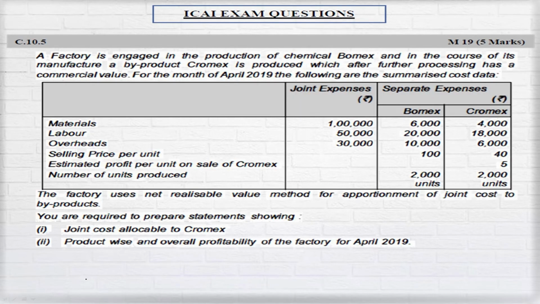Let us try this. 10.5. A factory is engaged in production of chemical Bomex, and in the course of its manufacture a byproduct Chromex. So B and C are the products where C is a byproduct. I will also be doing the total. Now every time logic is not important, I will be just solving the question.